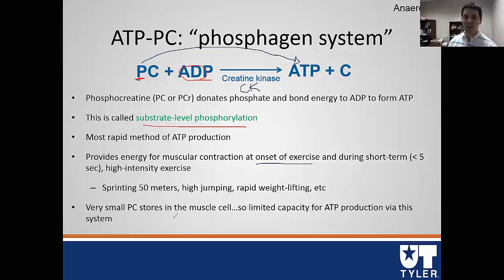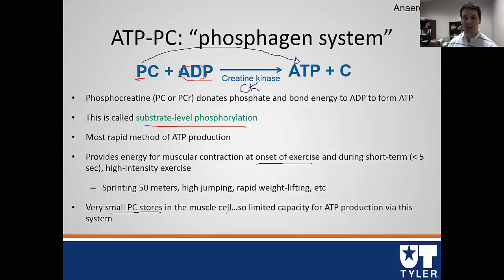However, one of the big negatives of the phosphocreatine system is that we just have a small amount of phosphocreatine in our muscle cells. Right? So we have limited space and limited amounts of this molecule in the stores, and so ultimately we have a limited capacity to produce ATP via this system.